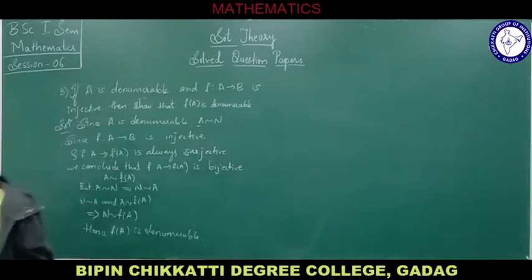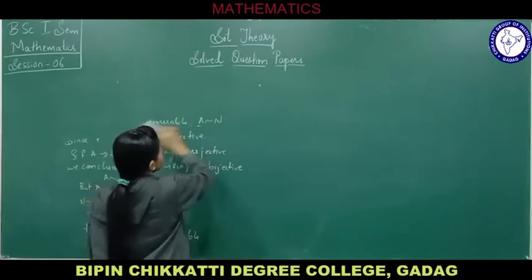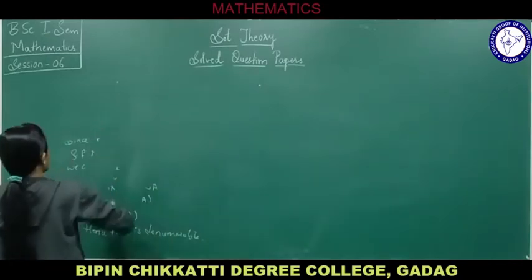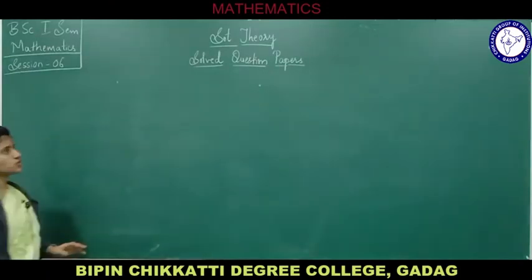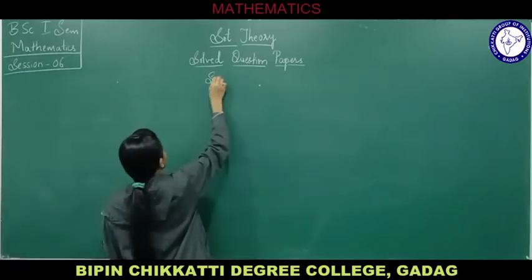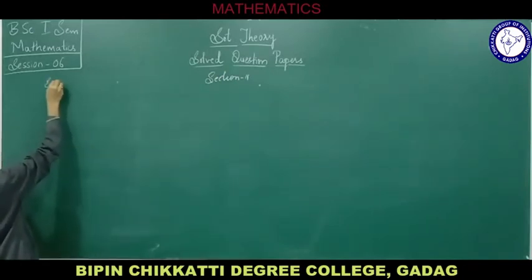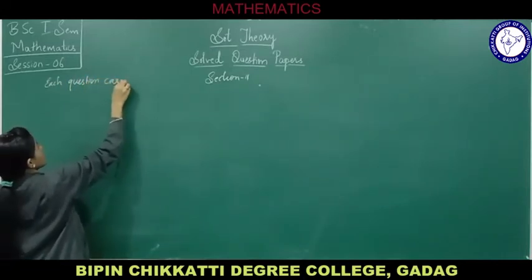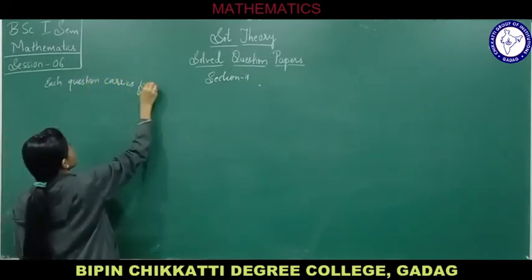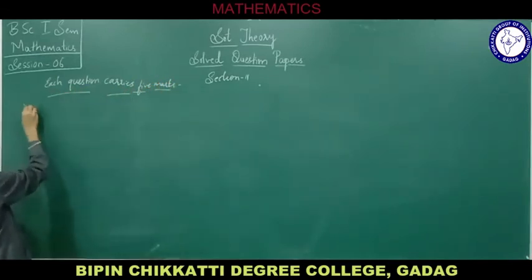Now let us solve questions carrying 5 marks. Till now we solved the questions carrying 2 marks. Now we will solve questions carrying 5 marks. That is section 2. Each question carries 5 marks. Among that, first question. What is the first question given?